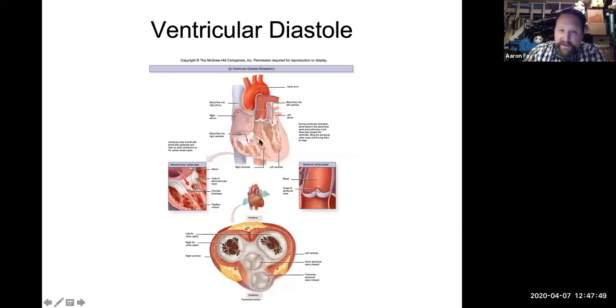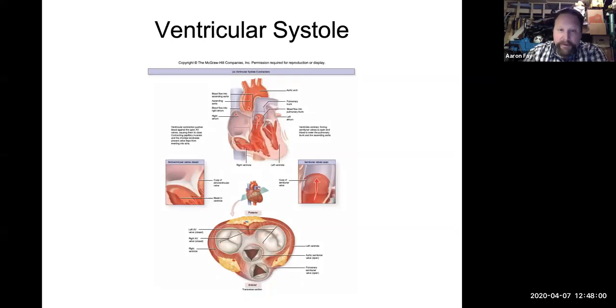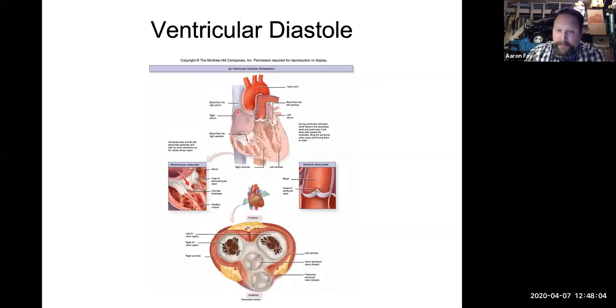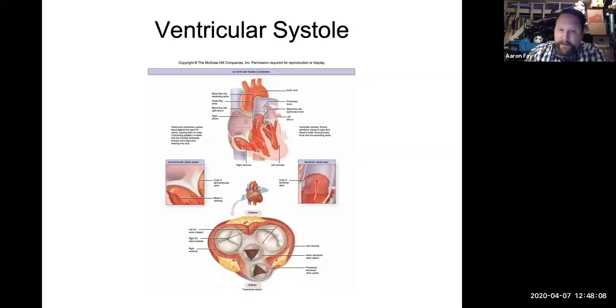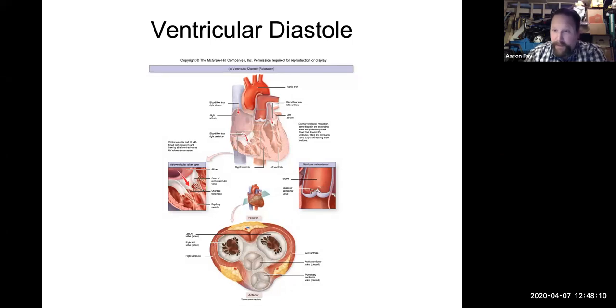In ventricular diastole, the ventricles relax, AV valves open, and semilunar valves close. Now we have a name for this, right? This is lub, this is dub. So these are the heart sounds, lub dub, right?